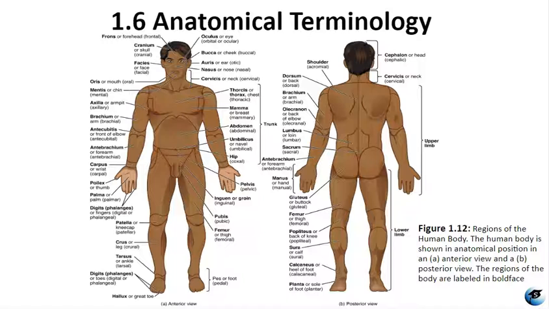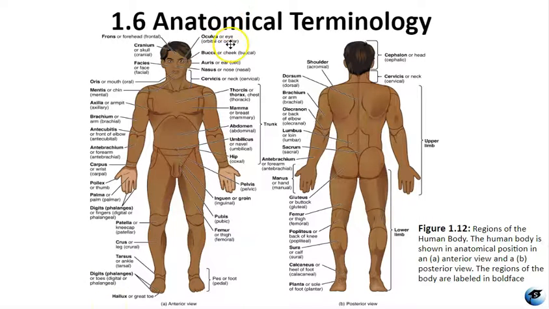Figure 1.12 shows the regions of the human body in anatomical position. The left side is the anterior view, and the right side is the posterior view. And all of the different regions of the body are labeled. So if we start at the top here, the anterior view, you have the frons, cranium, facies, oris, mentis, axilla, brachium, antecubitalis, antebrachium, carpus, pollex, palma, digits or phalanges, patella, crus, tarsus, and again digits or phalanges, and then hallux.